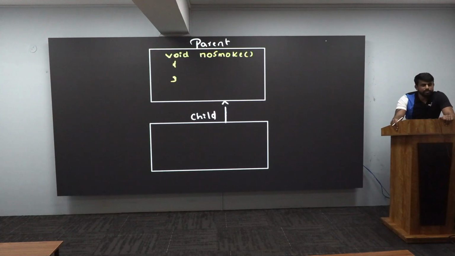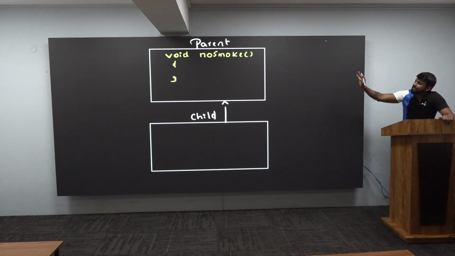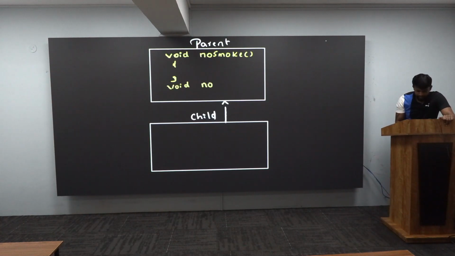What is that? No smoke. What is no smoke, sir? No smoking. It means the parent will not smoke. Very good. In the same way, the parent will not drink also. Alcohol I am speaking about. No drink means the parent will not smoke, and the parent will not drink also.